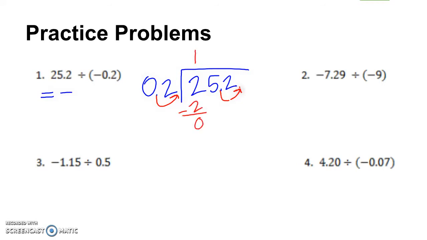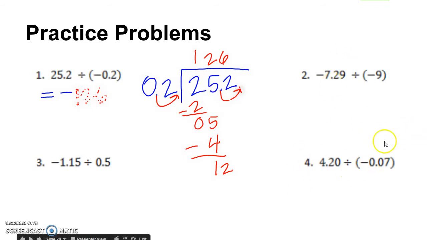So that would be that, that would be that, and that would be that. So we get negative 126. Okay? Try one now. Try number 4, and we'll make that the last one we do. Hit pause, try it on your own, and then hit play to check your answer.